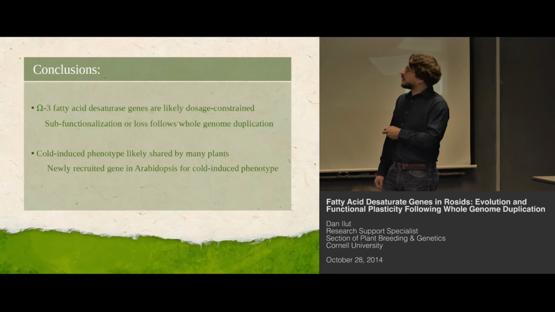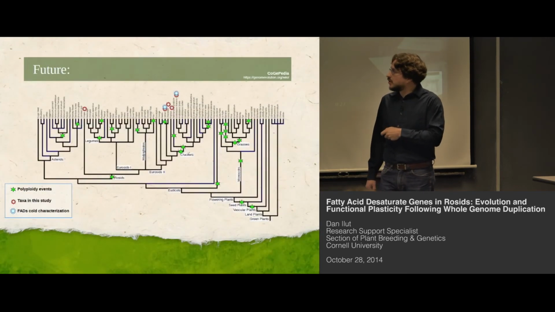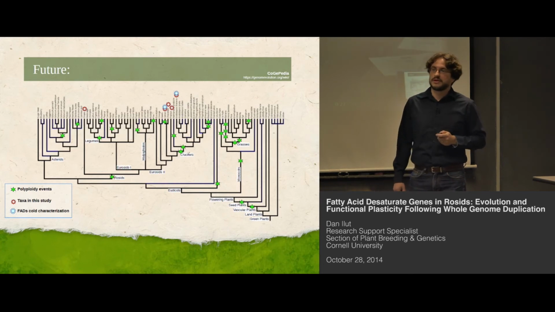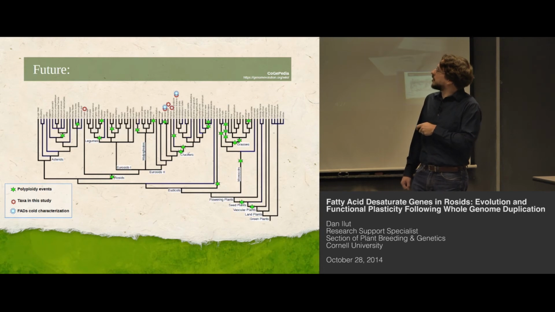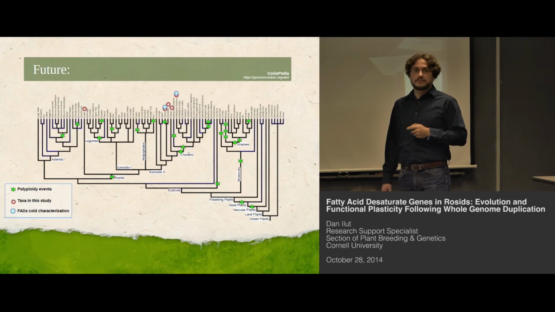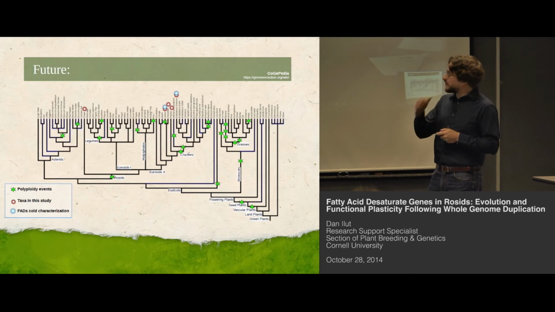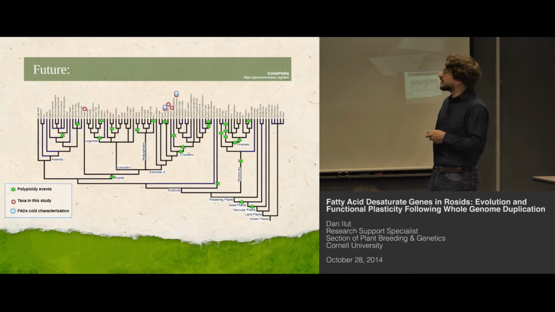So where do we want to go from here? Well, this is a tree of all the fully sequenced genomes currently available. This is from Koji, genomeevolution.org. And this is current, well, it's probably out of date today. It's current as of last week. But there are a few genomes that are not here. And it's been an exponential increase in genome sequencing in plants.